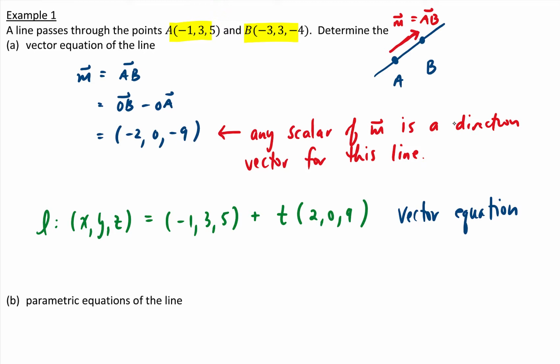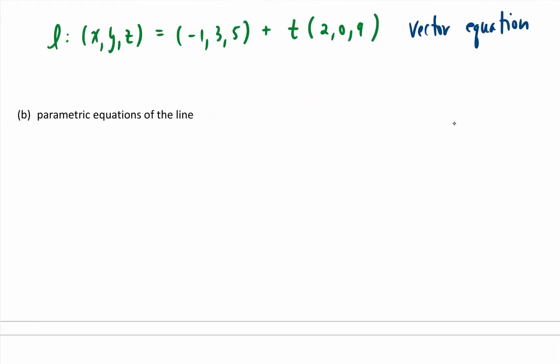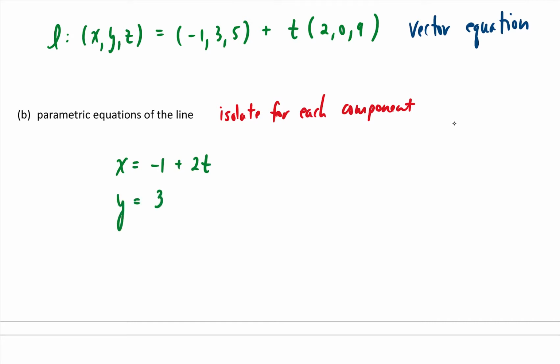Next is the parametric equation of the line. And to find the parametric, you just isolate for each component. And all that means is take the x out of the equation from above. So we have x equals -1 plus 2t. We have y is equal to 3 plus 0t. And z is equal to 5 plus 9t. And this is what we call the parametric equations of this line.